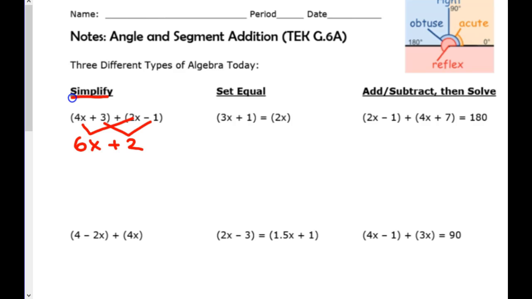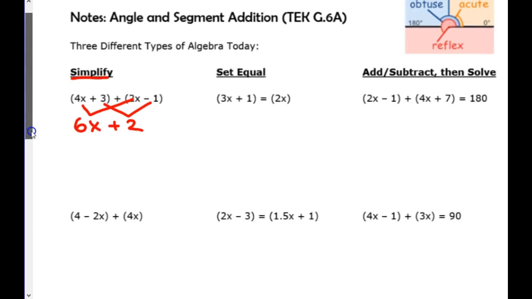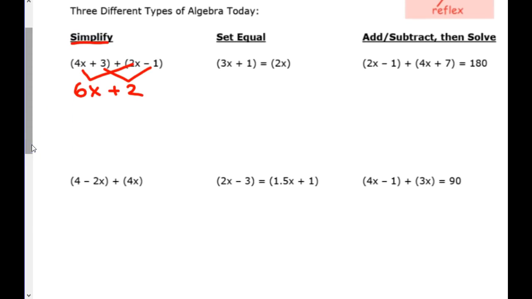Okay? So below it, let's try it again. What are my like terms down here? Again, below simplify, I got negative 2x and plus 4x. So what's negative 2x plus 4x? A positive 2x. Now, if you're not too awesome at adding and subtracting positive and negative numbers, we will have calculators tomorrow. That's the plan.